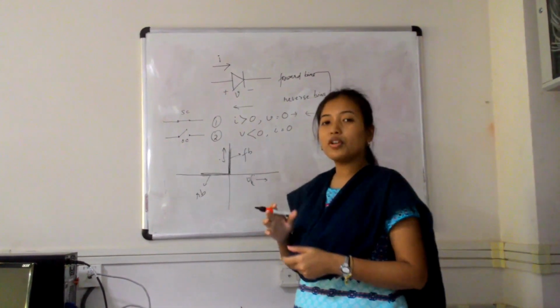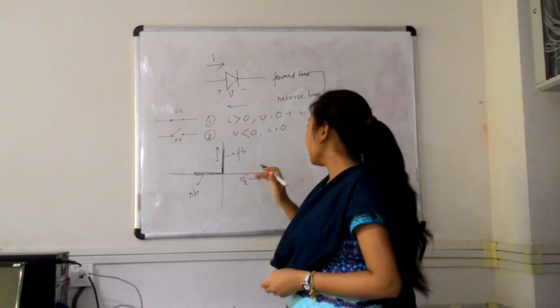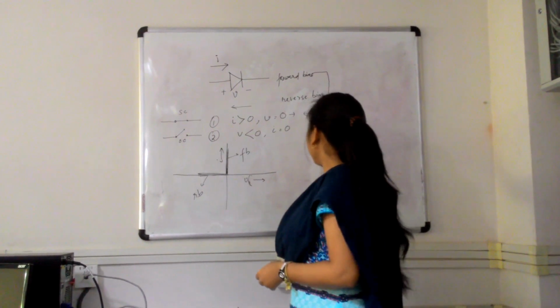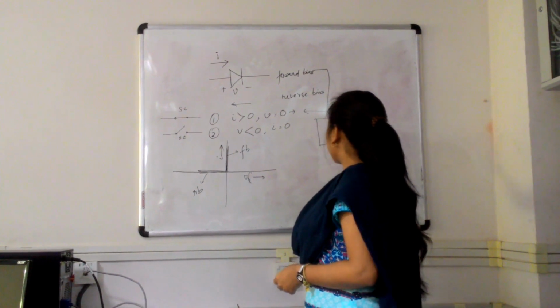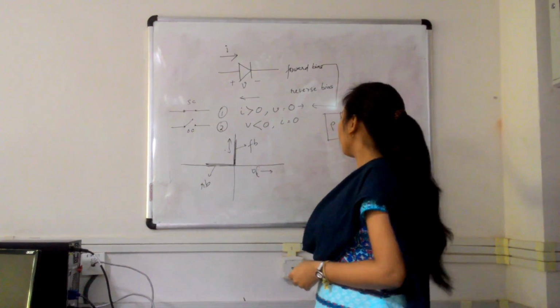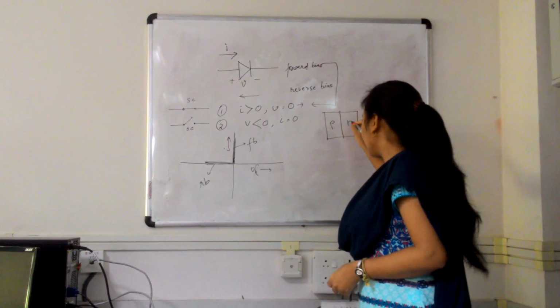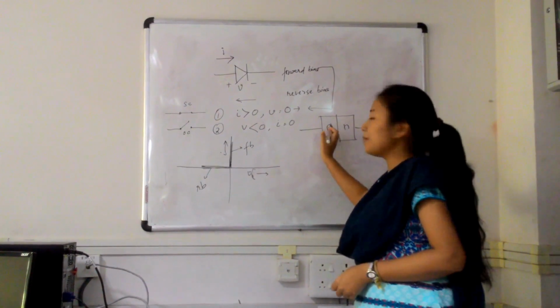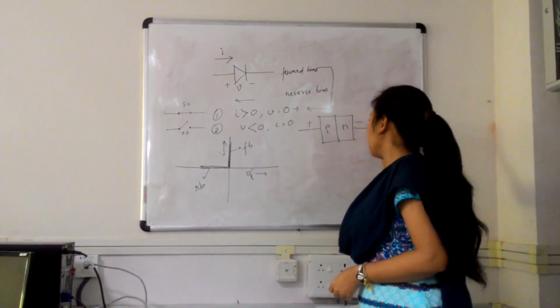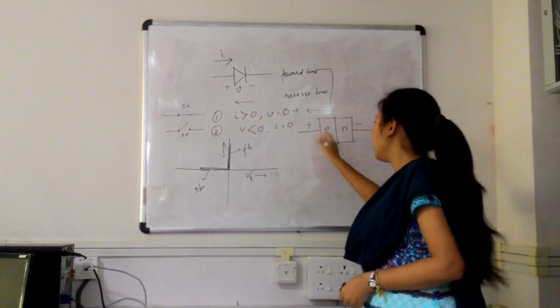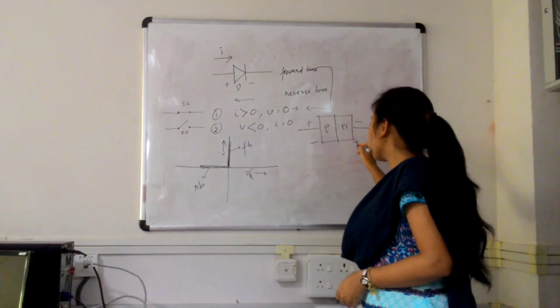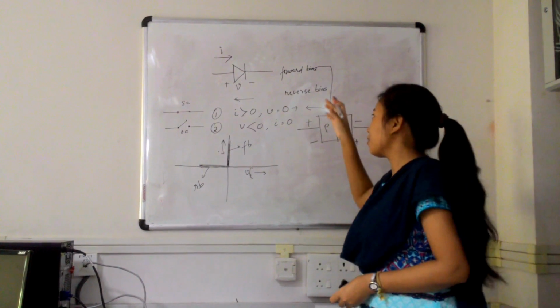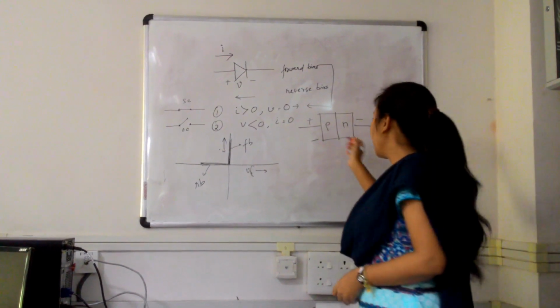So thus we can say that the condition for the ideal diode will satisfy these two. Now next we move on to the semiconductor diode. Now in case of semiconductor diode, we say that it is a combination of p-type semiconductor and n-type semiconductor. Now when p side is positive and n side is negative, we call it to be forward bias, and when p side is negative and n side is positive, we call it to be reverse bias in case of semiconductor diode.